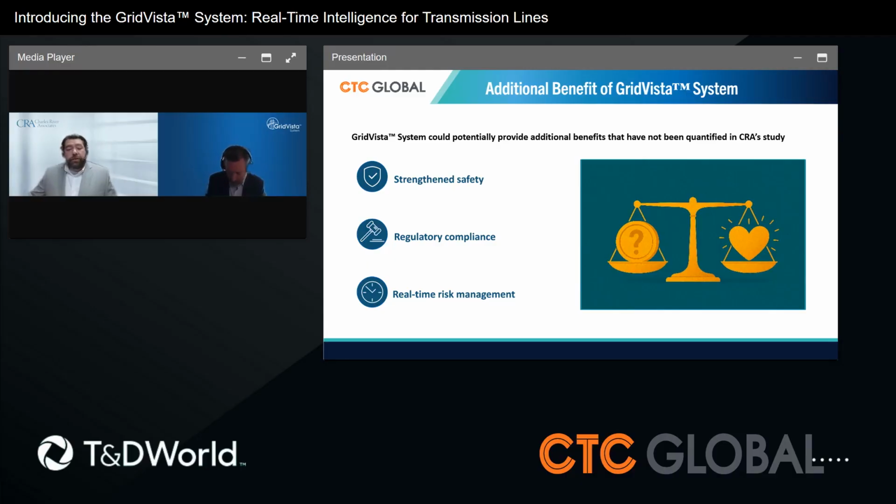When we look at the regulatory compliance piece, access to additional data with the enhanced analytics tied into the data historians can lead to improvements in regulatory requirements, including wildfire mitigation plan improvements, system resiliency plan improvements, system data reporting, and event analysis. And lastly, real-time risk management.